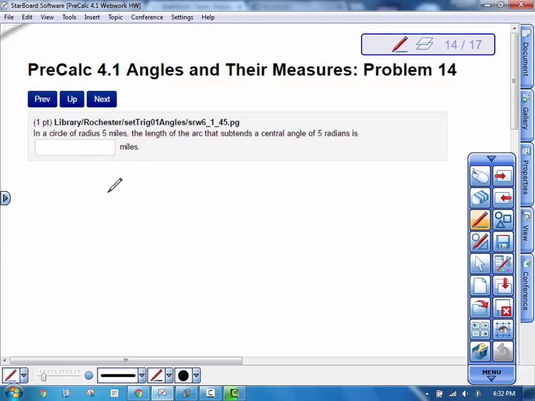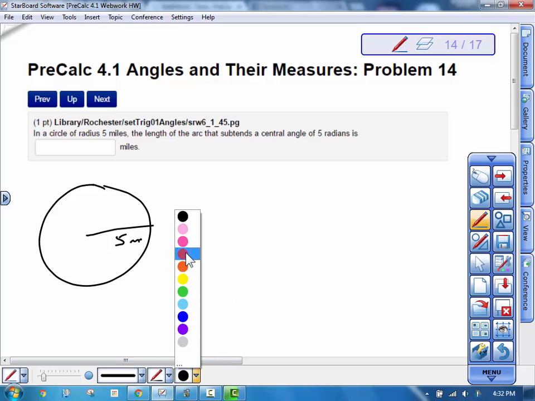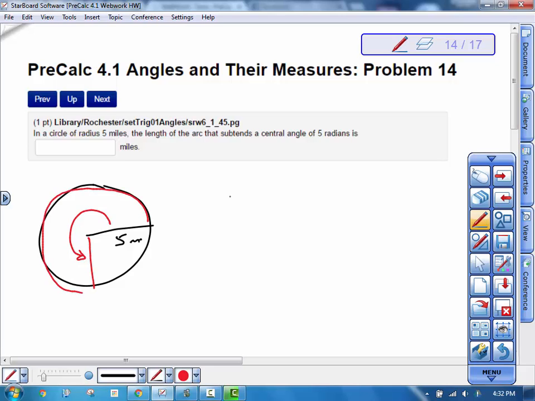The next problem says, in a circle of radius 5 miles, the length of arc that subtends the central angle 5 radians is... Here's pi, so there's 3.14, so 5 is more than that, so it's about there. We're looking for this arc length. Well, to find it, we can just use S equals R theta. So the radius is 5, and theta, they give to us in radians, which is good. That's what we want. That'd be 25 miles.